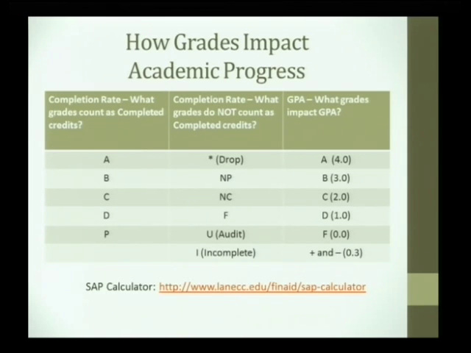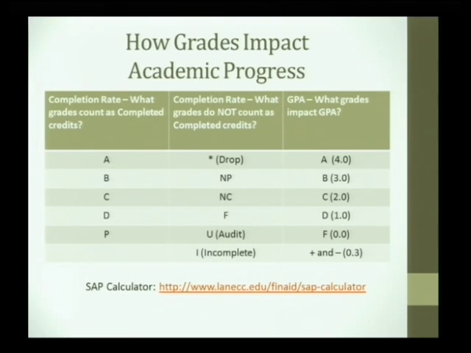Now the confusing point is D is only a 1.0 in your GPA, so a D can bring down your GPA, and you start being at risk of not meeting the 2.0, and you have to meet both parts of this.